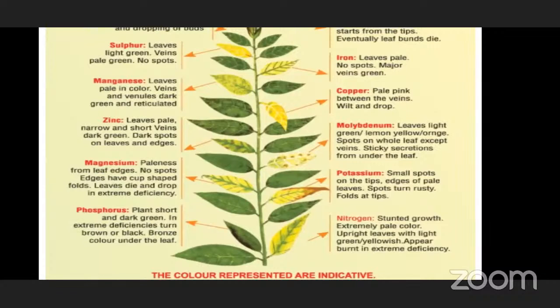Then potassium shows small spots on the tips. Similarly, molybdenum also shows spots, but on the whole leaf except the veins. It is not showing on the veins. It secretes some sticky secretion from under the leaf. Potassium and molybdenum are producing dead spots, but molybdenum produces symptoms on the whole leaf except the veins, whereas in potassium the dead spots are produced on the tips.